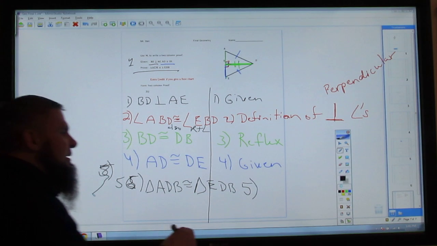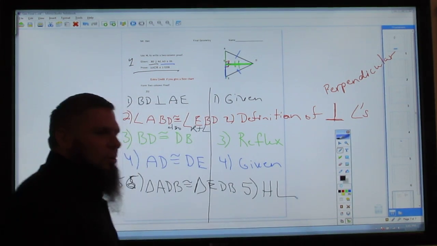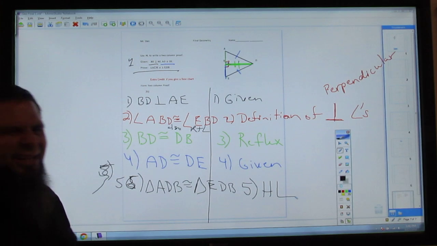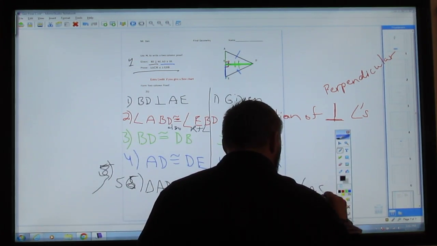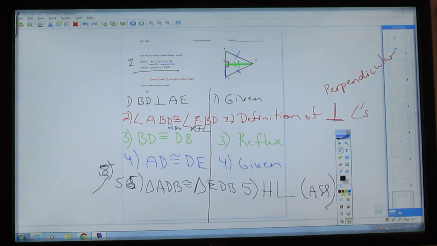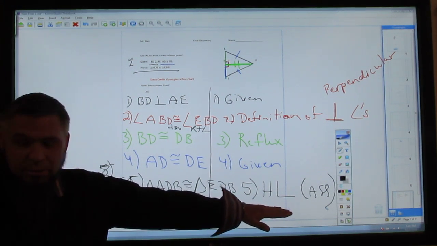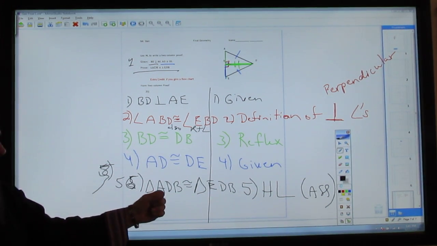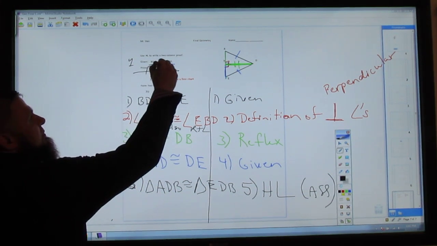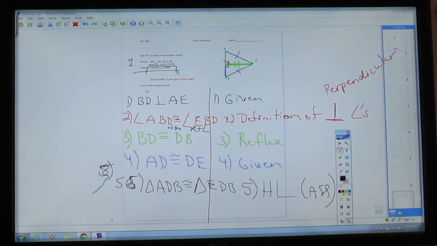Once I know they're right, then I can say HL. Technically, I can say ASS, because as long as they're right, then you can say ASS. What does that stand for? After the angle, side, one side. So this is just all I did was rewrite this. Manager or assistant manager. Okay.